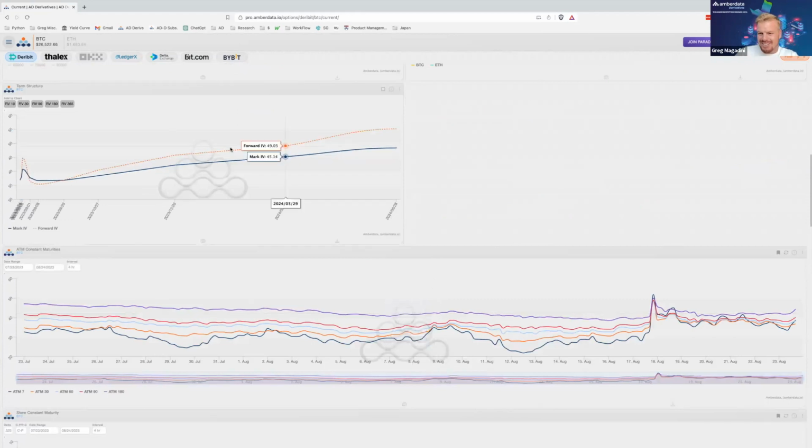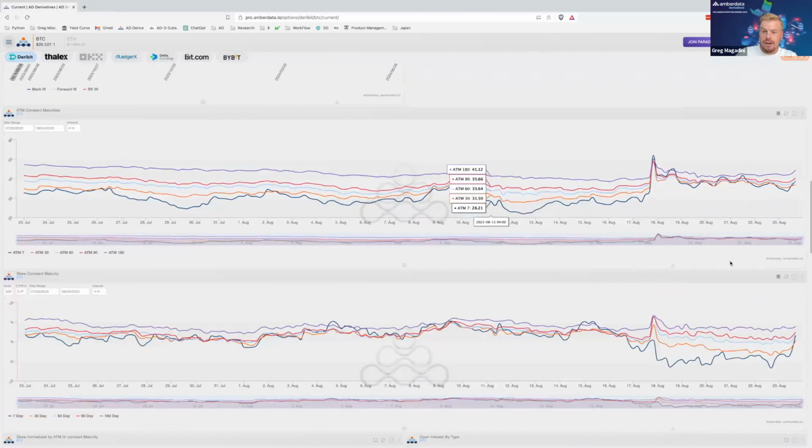I can scroll down a little bit more here. We've got a term structure. This is a slightly different version. This is going to be term structure with the forward vol superimposed. I can click on and off different realized vols as well. So if I'm looking at 30-day realized in the red line here, I can see where the implied space is in terms of at the money vol.